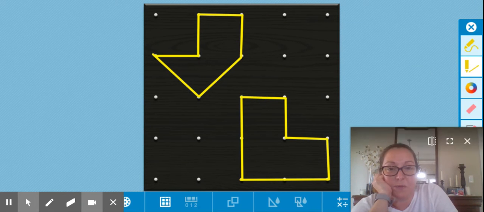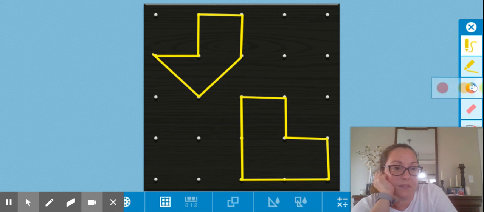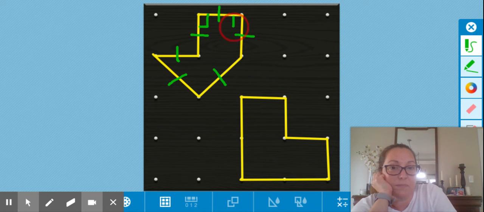Okay, this one here, let's count the sides. Let's get a different color. Okay, 1, 2, 3, 4, 5, 6. 6 sides. 1, 2, 3, 4, 5, 6. And look at that. It's got 3 right angles in it. Crazy, right?